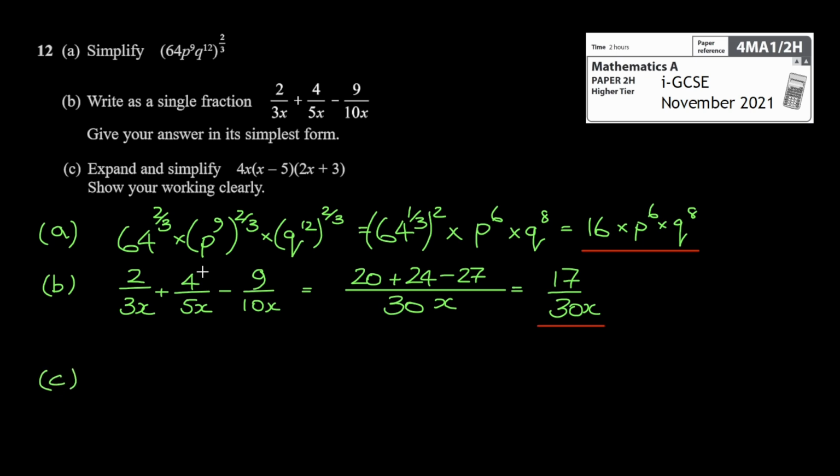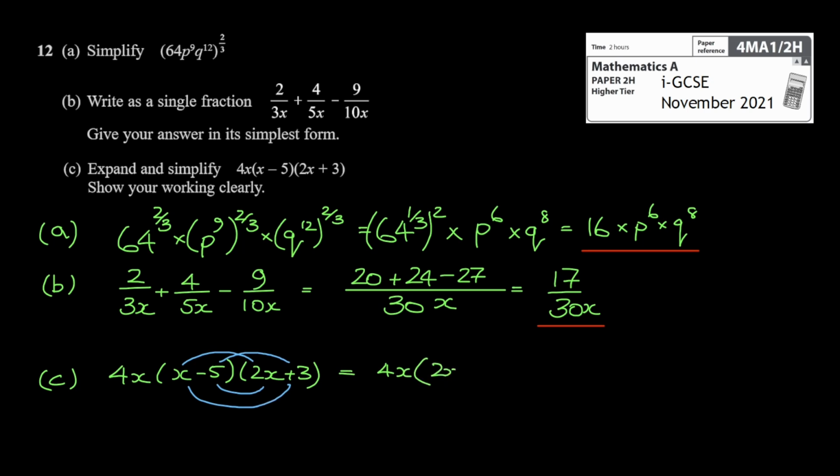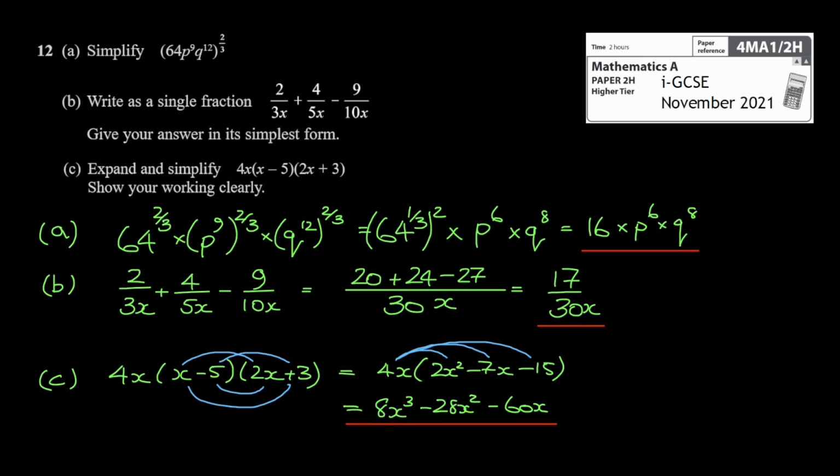So part C. Leaving the 4x out of it for the moment, let's expand these brackets. And we get 4x and a bracket, 2x squared. I've got a negative 10x here and a positive 3x, which makes negative 7x. And then the last one, negative 15. Now we've just got to multiply all the terms by 4x. And we get 8x cubed minus 28x squared minus 60. And if I've done the arithmetic right, that will be the answer.